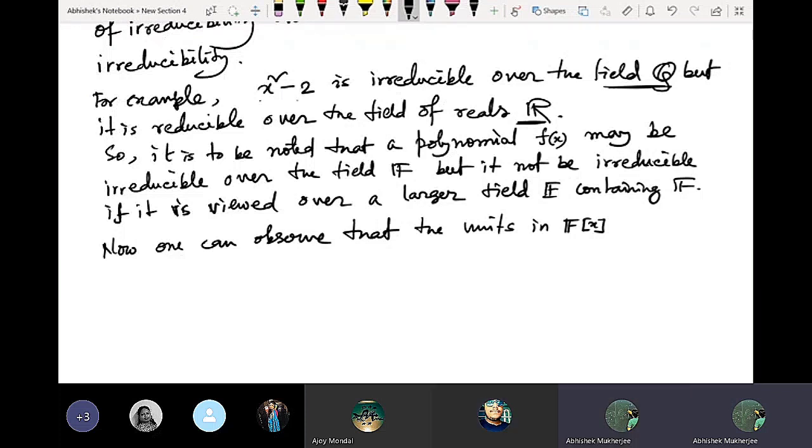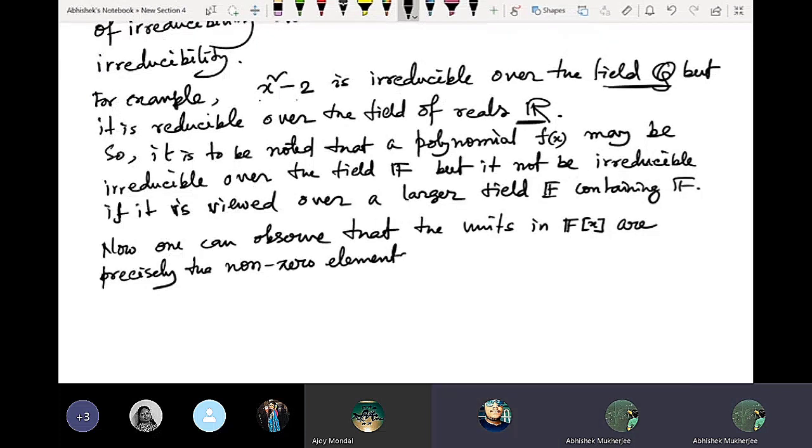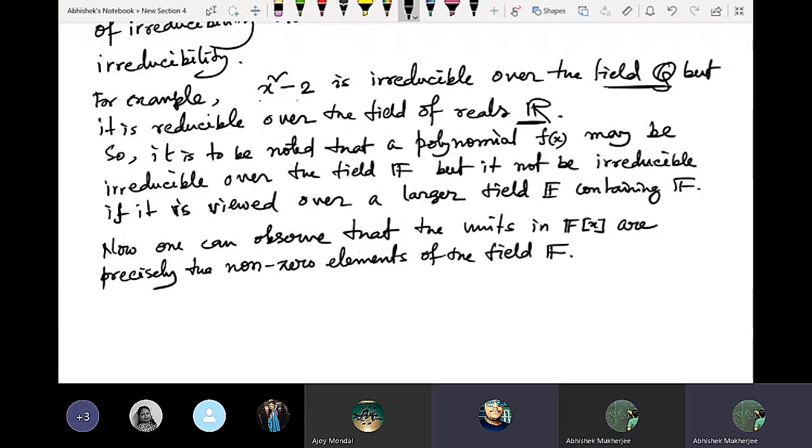So what are the units in F[x]? These are precisely the non-zero elements of the field F. So the units in F[x] are precisely the non-zero elements of the field F. And this will influence us.